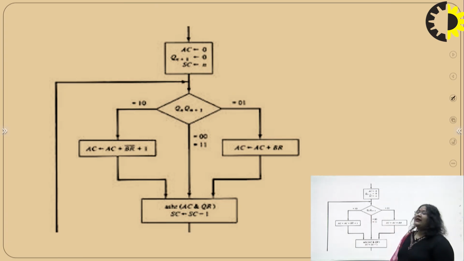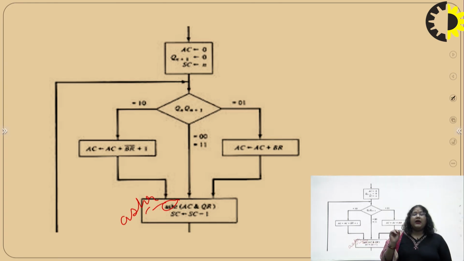And we have to check Qn and Qn plus 1. There are two input values in the decision box. So actually there are 4 combinations: 0 0, 0 1, 1 0 and 1 1. If it is 0 0, that means we have to do the arithmetic shift right. This is known as the arithmetic shift right. It is ASHR.